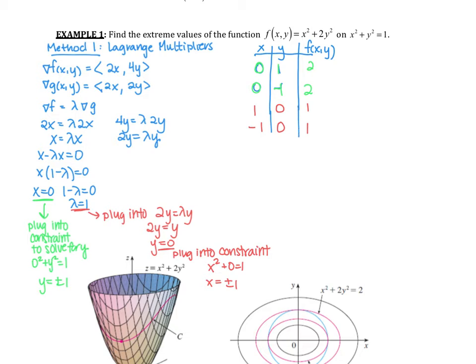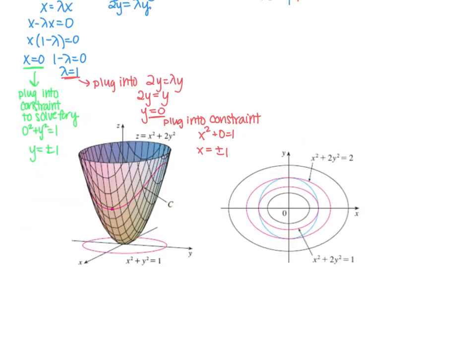Okay, so what we know now is that these two together must be my absolute max because they are my highest value, and both of these points will be my absolute min because they're my lowest value. So now let's look at that in terms of the picture below, just so we can see what it looks like, and then we'll go to method 2.